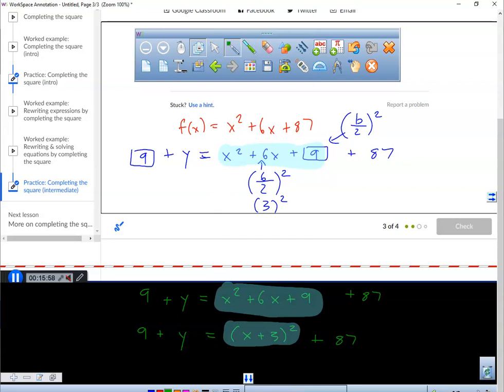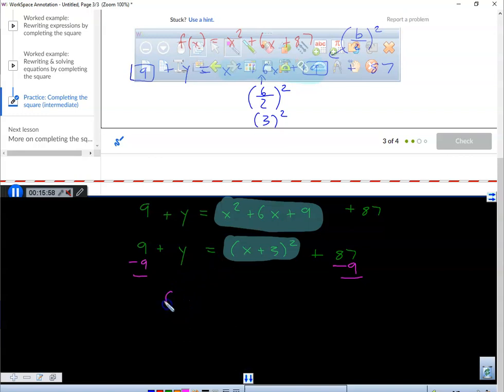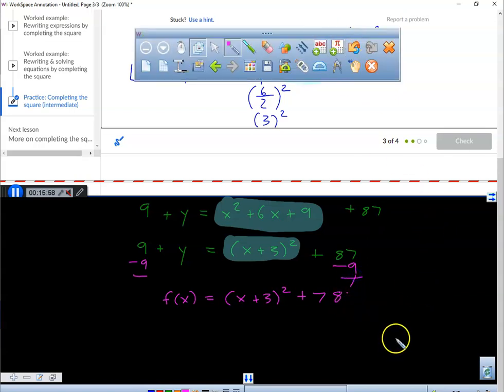What do you guys think, for the people in my class right now? Got one more step. Do what? Yeah, that's it. Take away a 9. Take away a 9, we're done. So our final answer for this one would be f of x equals x plus 3 squared. And 87 minus 9 gets me to, what do we got? 78? Is that right? No. Yeah. All right, 78.